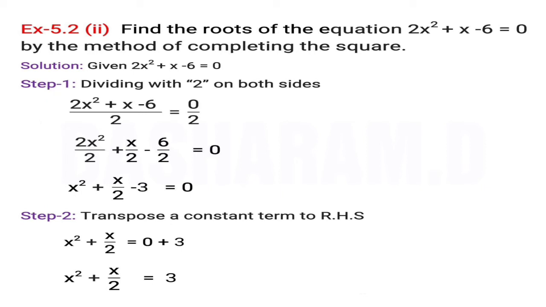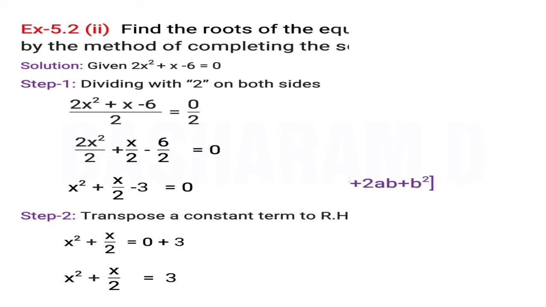So this is step 1. Next, step 2. Transpose the constant term to RHS. What is the constant term? Minus 3 is the constant term. So you have to transpose it to the RHS side. So minus 3 will become plus 3. 0 plus 3 equals 3. So this is step 2. So the constant term is on the RHS side.